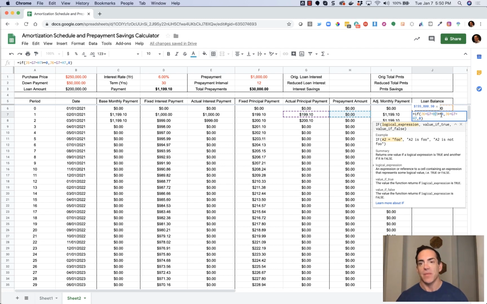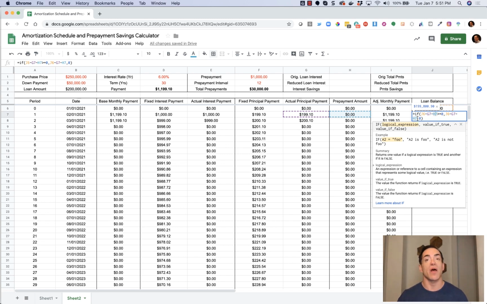Basically, it's saying if there was a previous loan balance and after you subtract the principal payment from the current month and the prepayment from the current month, in other words, after you take the previous month's loan balance and subtract from it the amount that it's going to reduce in this month, if that number is still greater than or equal to 0, then show that number. Tell us what the new loan balance is.